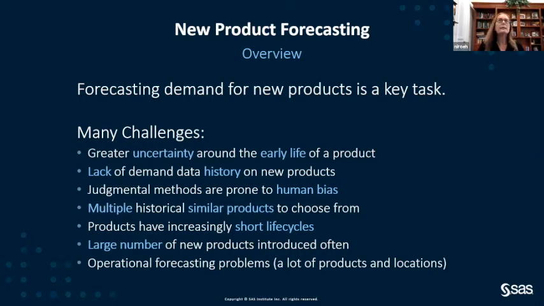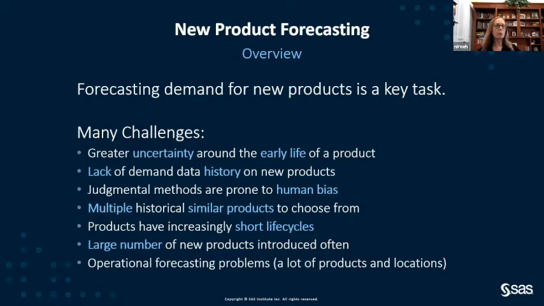Not only that, even in judgmental approaches, if you want to forecast a new product, what you're probably going to do is look for similar products that were launched in the past with similar launch conditions, and then try to infer from those historical products how your new product will do. The problem is you may not have just one, you may have multiple similar products to choose from, so which one to use?